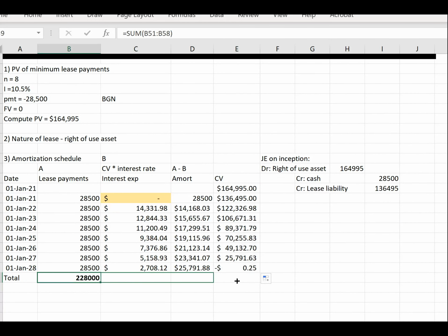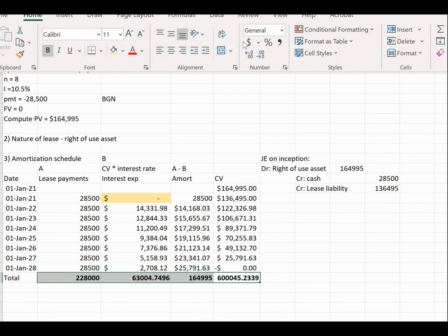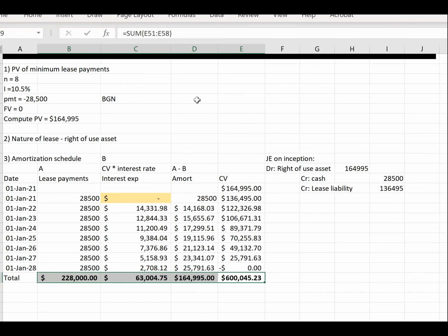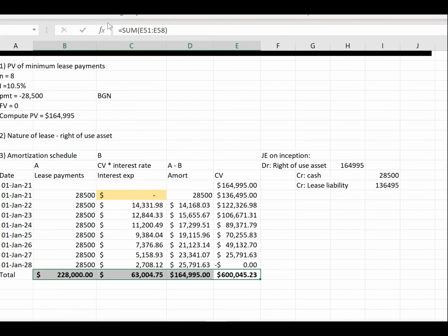You can see we just have a 25-cent rounding error. So in that case, what we would do here is simply add 25 cents, take off 25 cents, and we'll end up at 0, just like we need to be. Okay, and you can see our totals along the bottom here. And that is our lease amortization schedule.